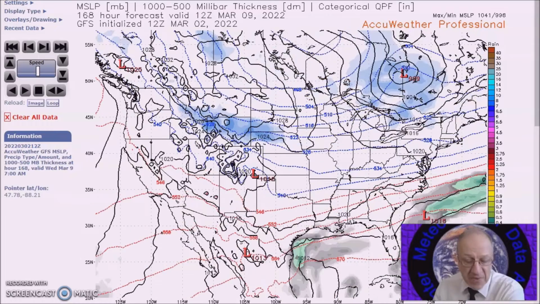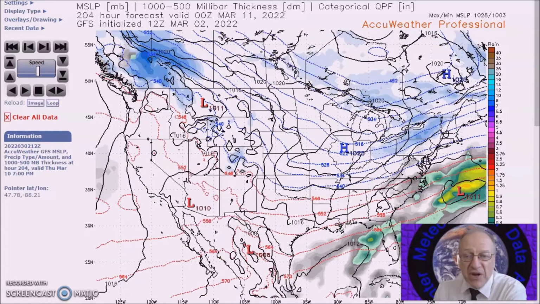And then we have another system that will be reaching the west coast and will track further to the southeast. And this will bring another round of heavy rain for parts of the central states into the weekend and early next week. Wintry precipitation on the northwest and the western and northern side of the system.